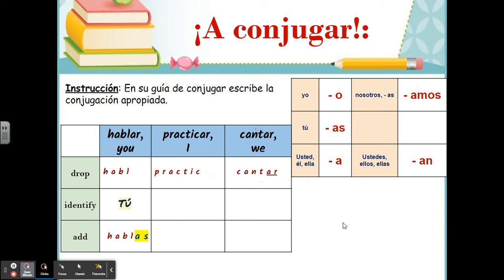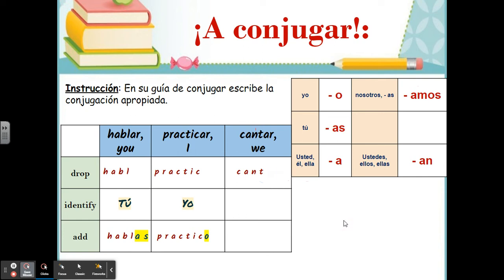Practicar. Drop my ending. I know I means yo. Knowing that I'm trying to say I play sports, or I play football, or I play soccer, which ironically is the same word, or I play basketball. Practico fútbol, which is fútbol americano, your pigskin football. Fútbol is soccer, y yo practico basketball o baloncesto.